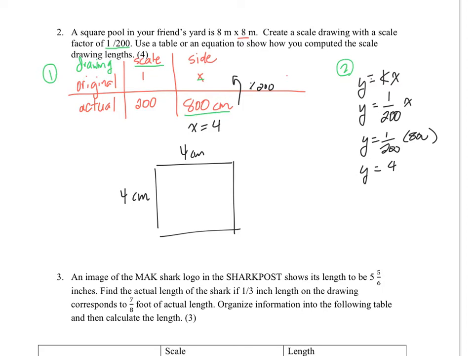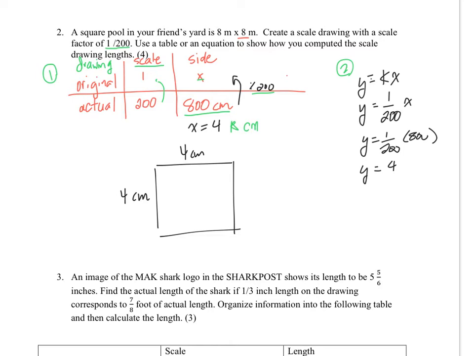So that length there. Okay, so to go from the actual to the drawing, it was like divide by 200, and that's what I've kind of highlighted here in black. So if you take 800 and you divide it by 200, that's how I get this 4 here, and that's going to be 4 centimeters. So when we actually do the scale drawing, so I guess you're going to need a ruler tomorrow, you actually have to draw 4 centimeters by 4 centimeters, and that's going to be your scale drawing of that square pool.